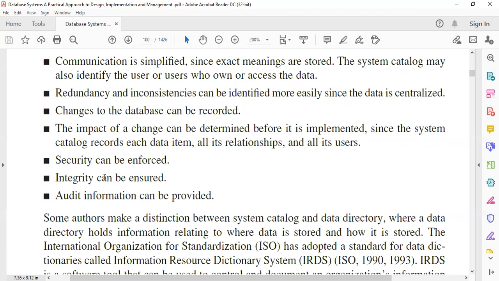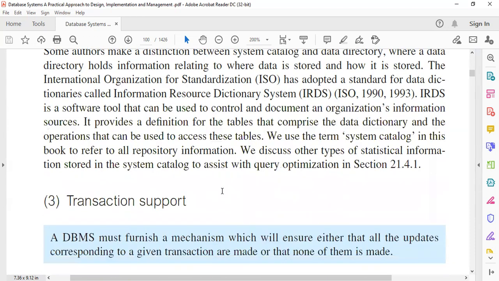Then integrity can be assured because you have already stored the integrity constraints, and whenever they are stored, you can always be sure that those constraints will be enforced since they are together with the data. And finally, the audit information can be provided. Remember, one of the components is those transactions that have been done. And whenever you want to do an audit trail, or an audit of all the transactions that have taken place, you can always find them in the system catalog. So that's function number 2.